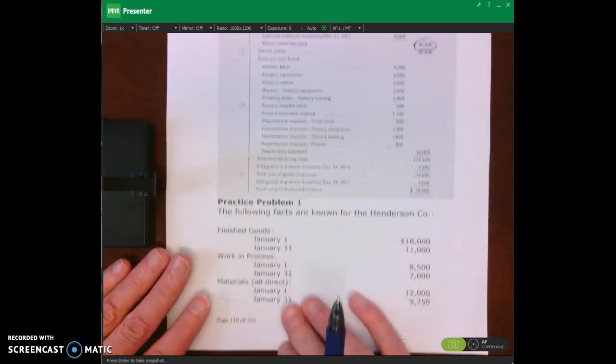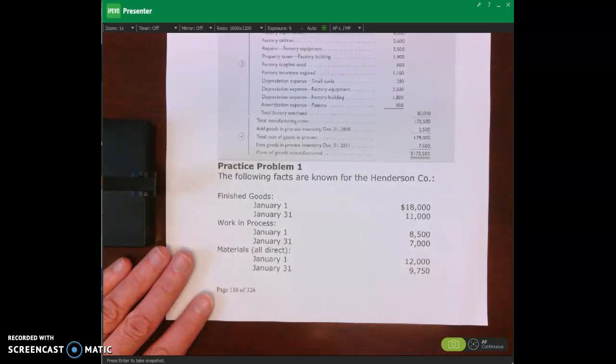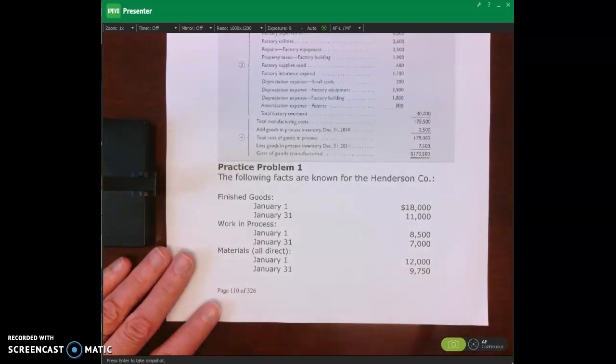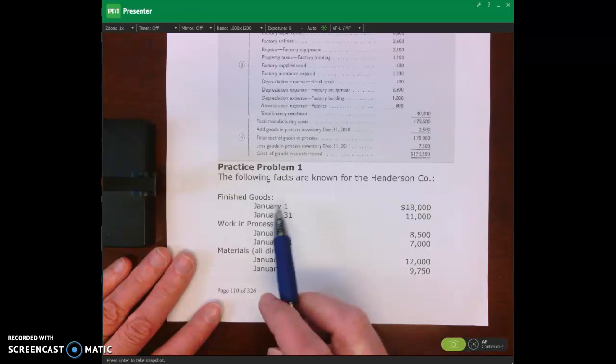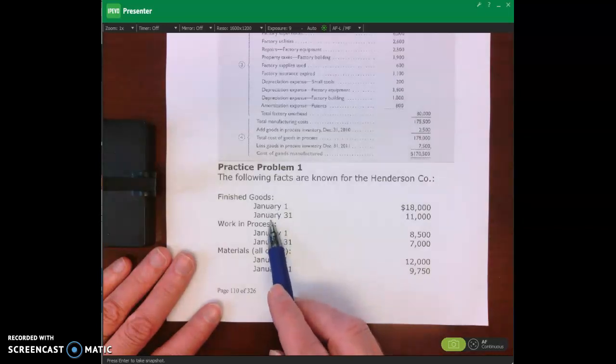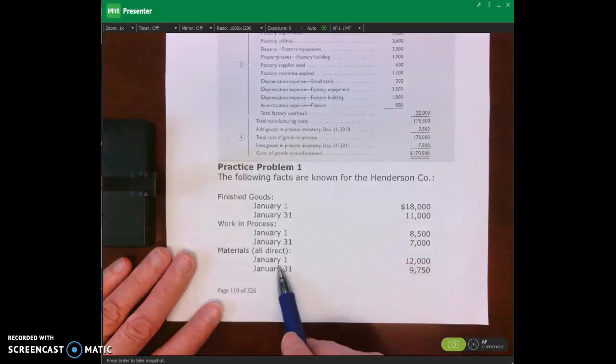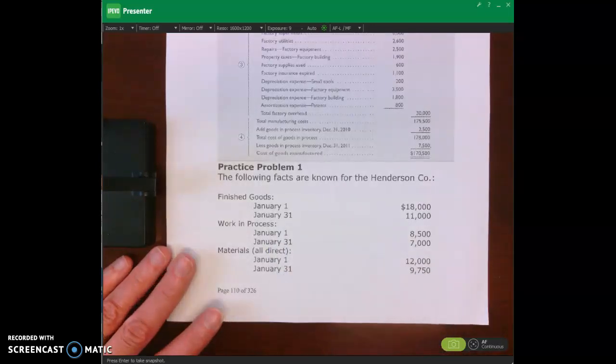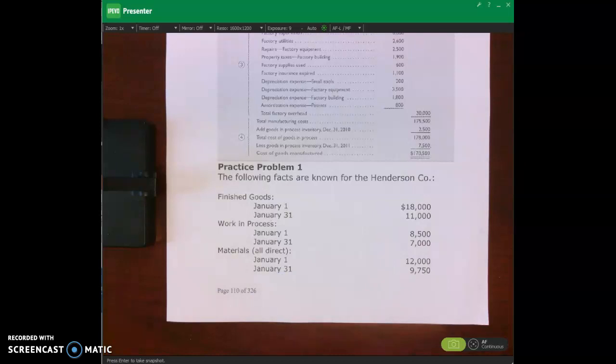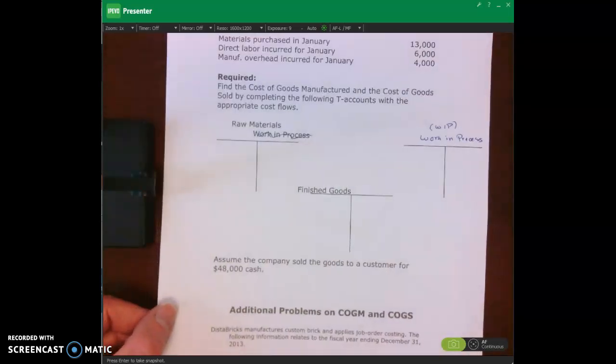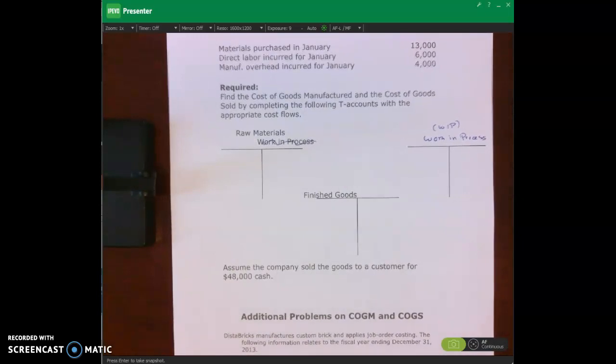Okay? So now let's walk through an example problem for calculating cost of goods manufactured and cost of goods sold. Beginning finished goods, ending finished goods, beginning WIP, ending WIP, materials beginning and ending, and then we have materials purchased, and then we have direct labor incurred, and I'm reading that from the next page, and then we have our manufacturing overhead.